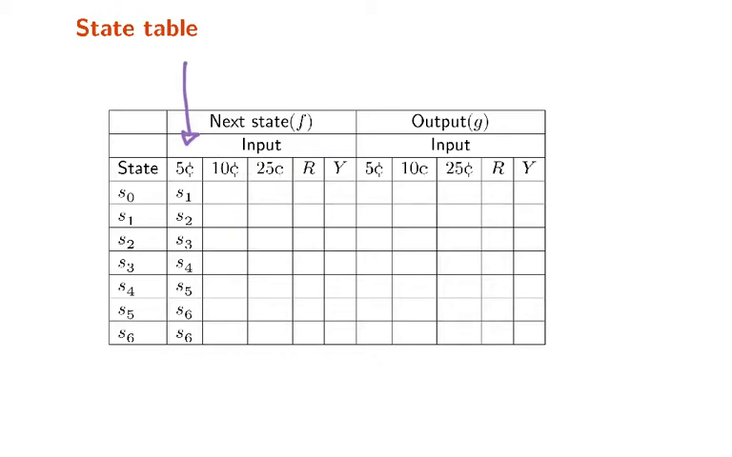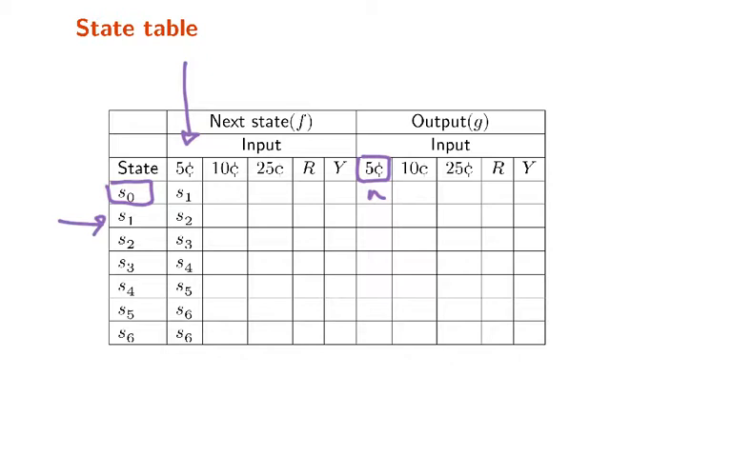But before getting to the other inputs, let's see what happened with the other side of the table. The other side of the table, instead of putting here the new state, you're going to put here the output. What does it mean? So if you have the state as S0 and you are putting the input 5 cents, what is the output that you obtain? Well, you obtain nothing, right, if you are putting just 5 cents.